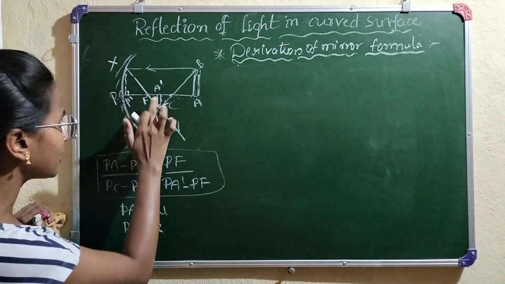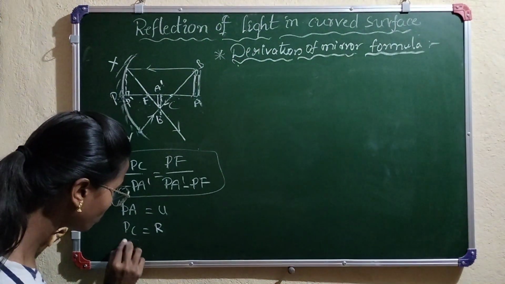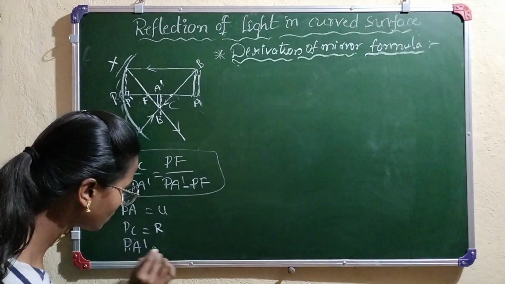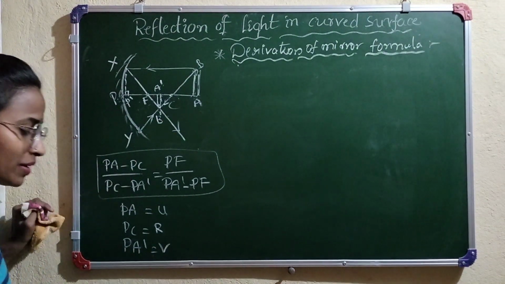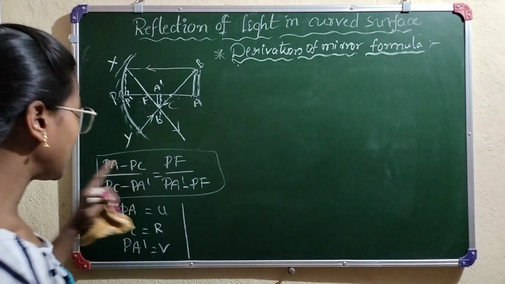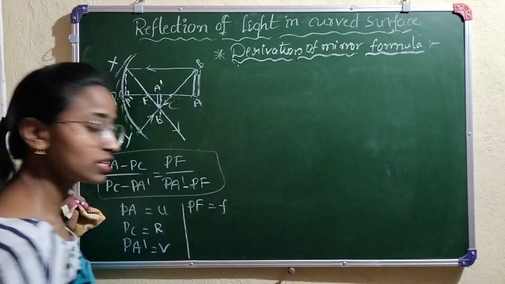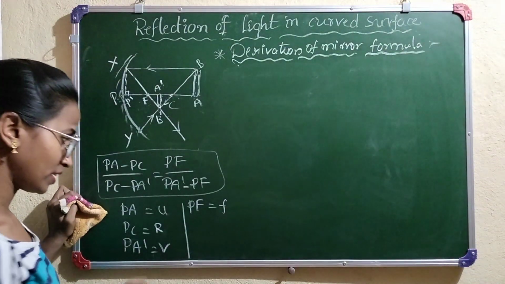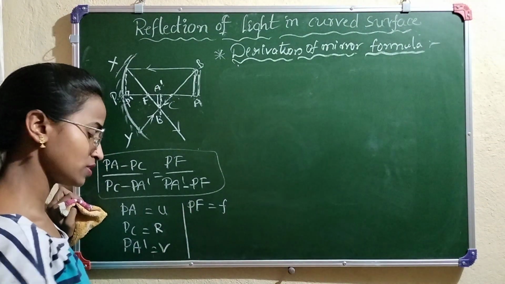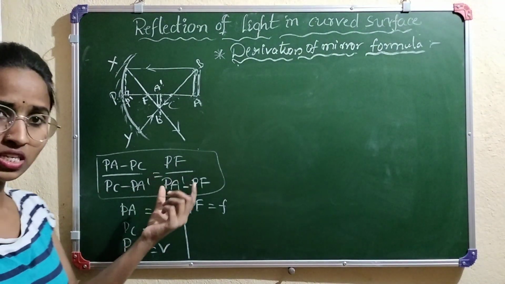Again PA dash. Pole to the point of image formation, from the pole to where the image is forming, we are calling the image distance. Next one, PF. Pole to focus point, we are writing, that is the focal length. Again PA dash is V and PF is F. So these four values we have to substitute in the above equation.